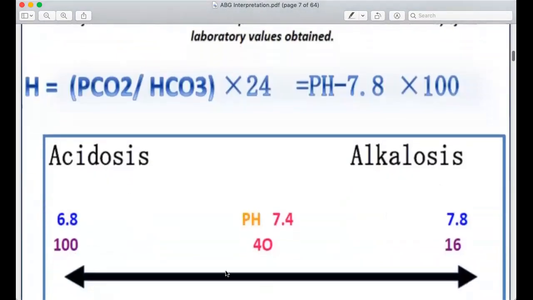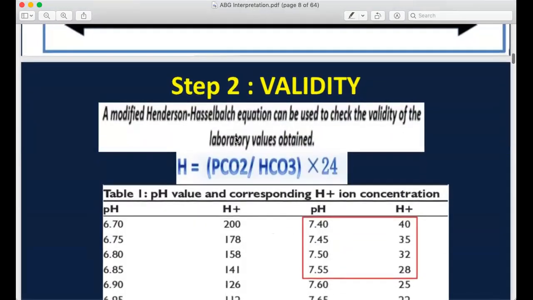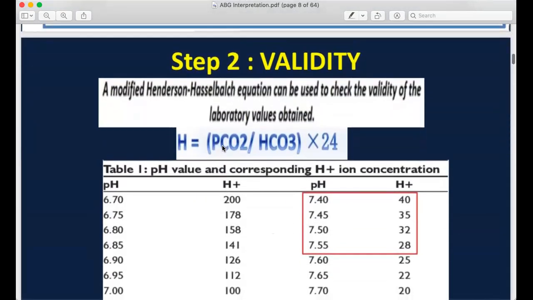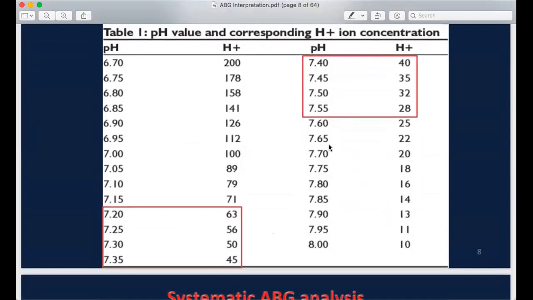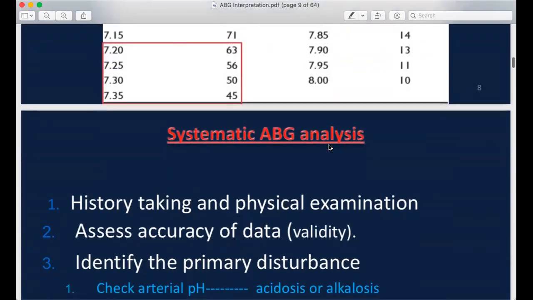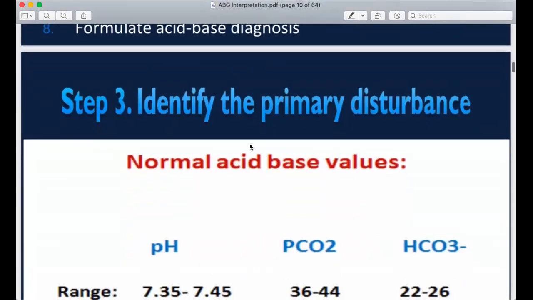So acidosis and alkalosis can lead you toward this situation. Then how you're going to calculate it: putting the values of the PCO2 and HCO3 that are given, and then multiplying by 24, so you get that proton value. Then again, what is the next thing we are going to find? Identifying the primary disturbances.